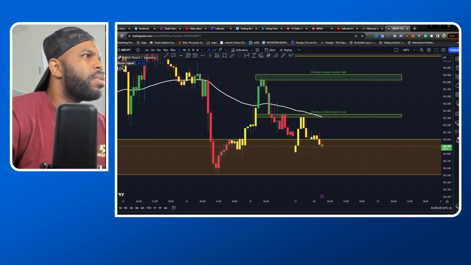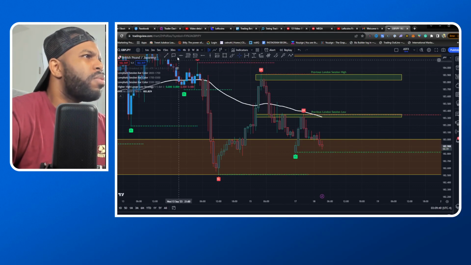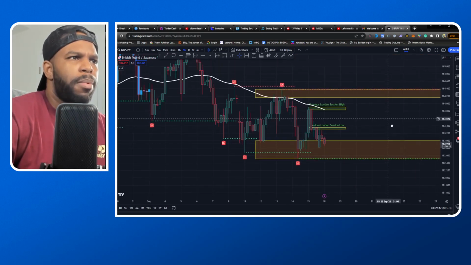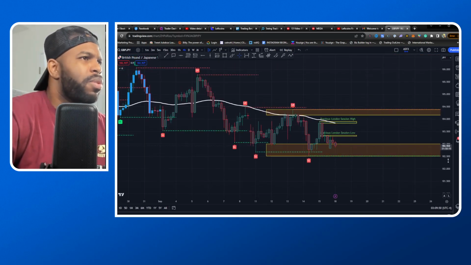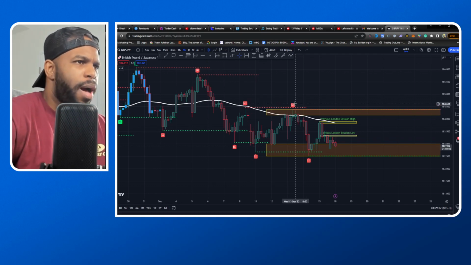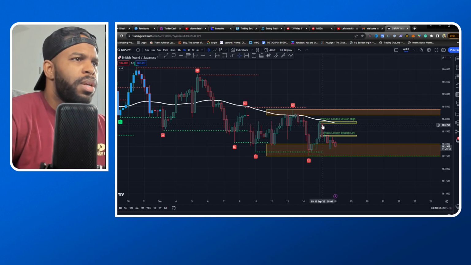Let me see what type of trend we're in. I like to go to the 4 hour and daily to see what type of trend and market structure I'm in. Clearly, we are in a downtrend here, so we are creating lower lows, lower highs, lower lows, lower highs, lower lows, lower highs, lower lows. That lower high right here, and right now we're looking to create a new lower low.